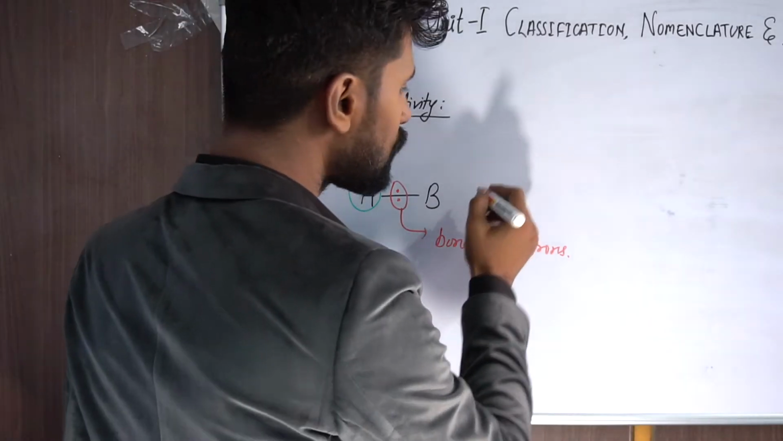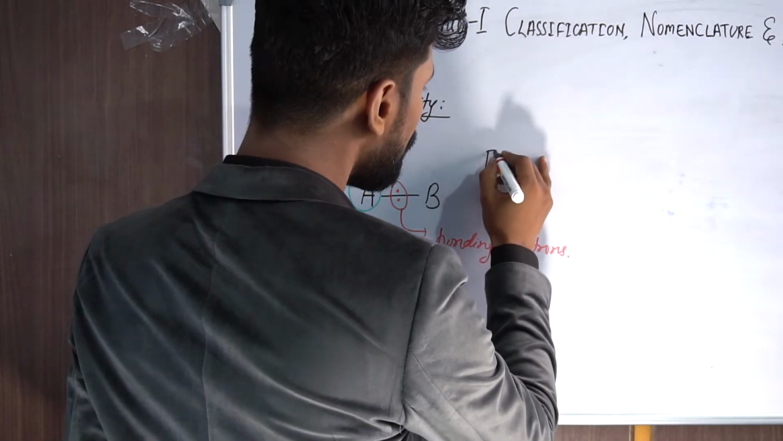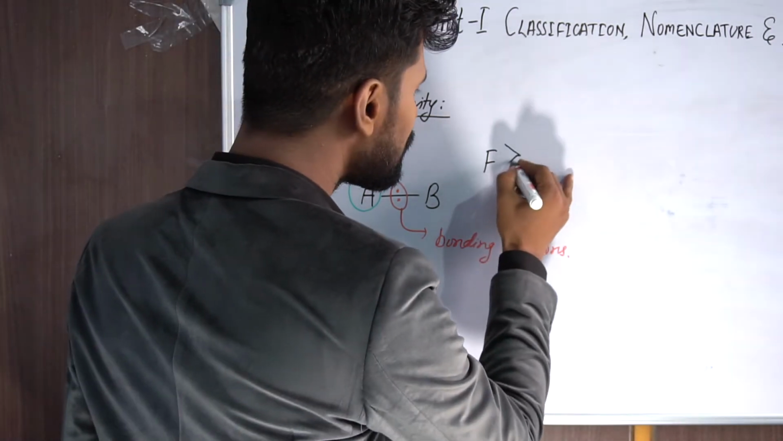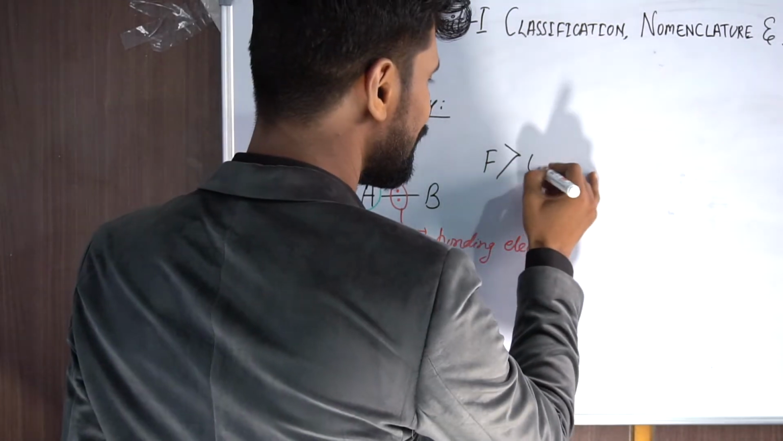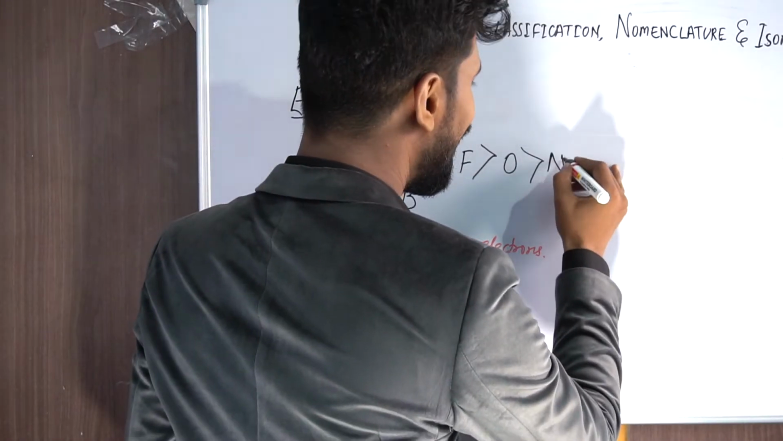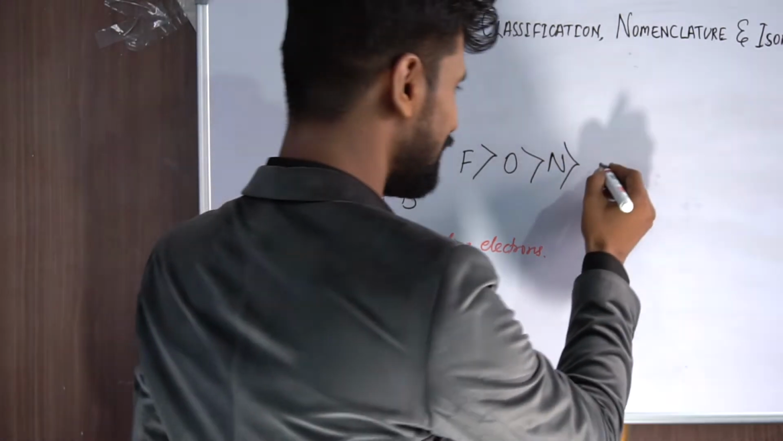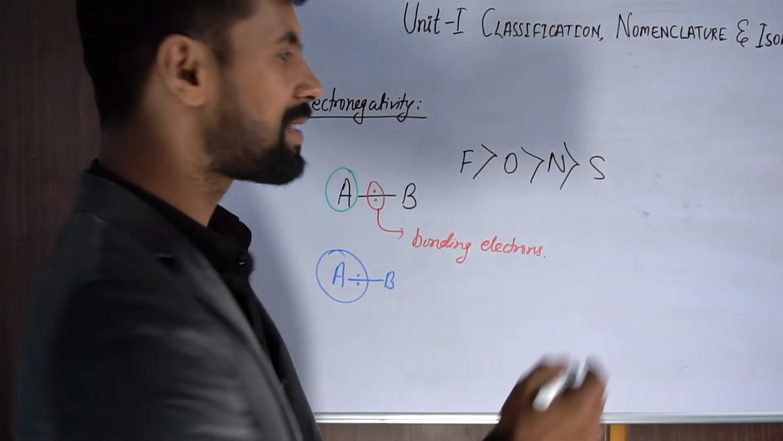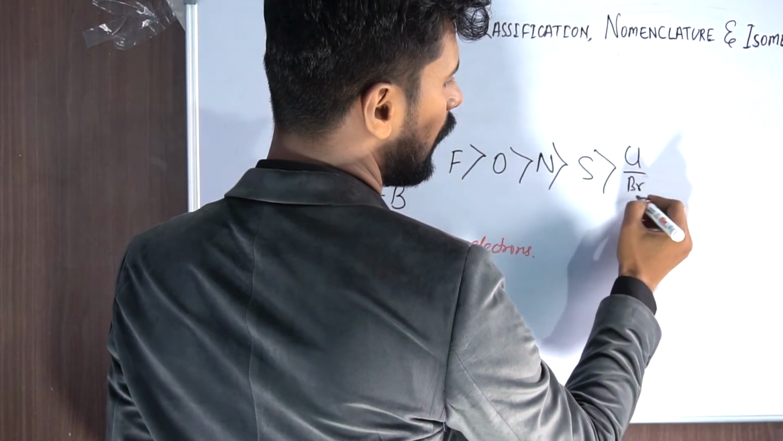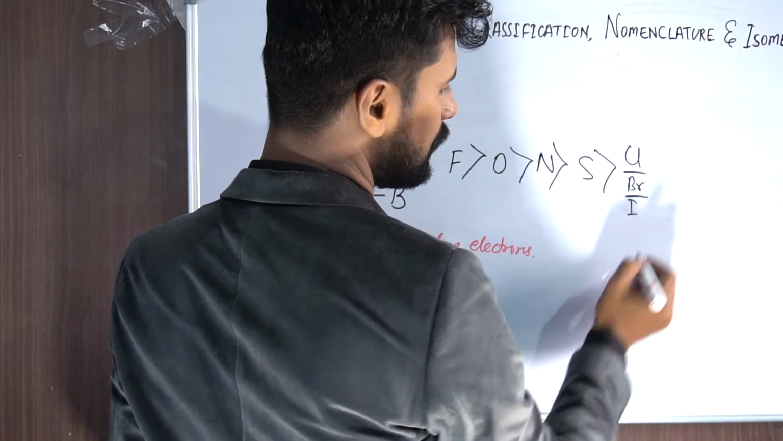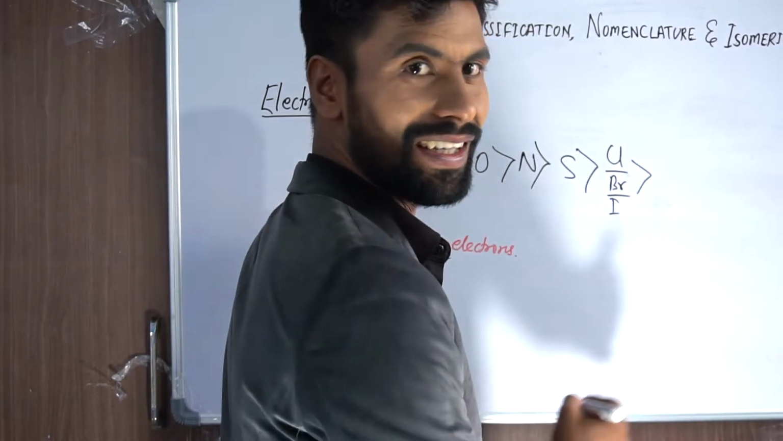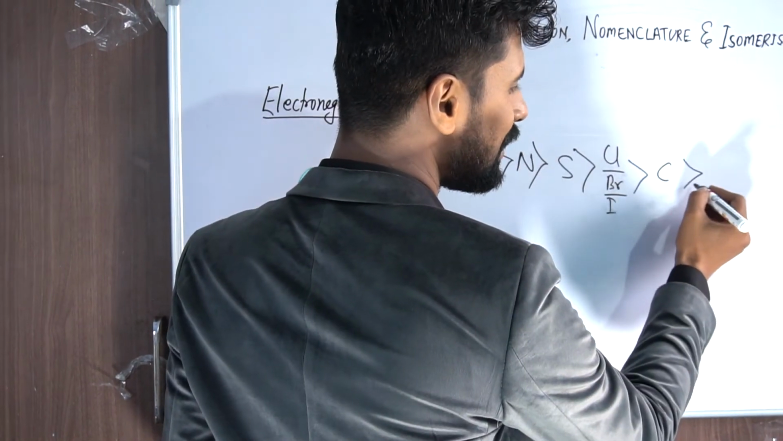Okay, so the most strong atom is fluorine in terms of electronegativity. Then after this fluorine, there is oxygen. Okay, and then after this oxygen, there is nitrogen. After this nitrogen, there is sulfur, and after this sulfur, there are halogens, that is chlorine, bromine, iodine, right? These three halogens. And after this, which one is there? Carbon.